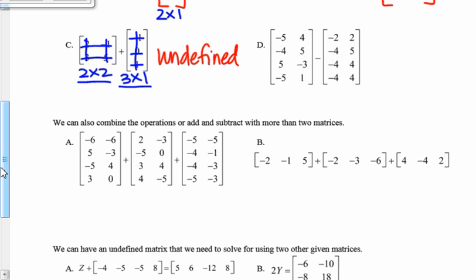Let's look at D. I have 1, 2, 3, 4 rows and 2 columns. This is a 4 by 2 matrix. And then the one on the right, I have also 4 rows and I also have 2 columns. Same dimensions here. So I can go ahead and perform my addition or subtraction. In this case, we're subtracting again. So I'm going to go ahead and subtract every term. I'm going to go ahead and highlight like I've been doing.